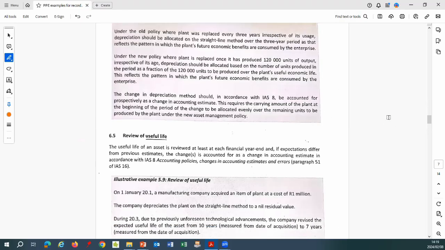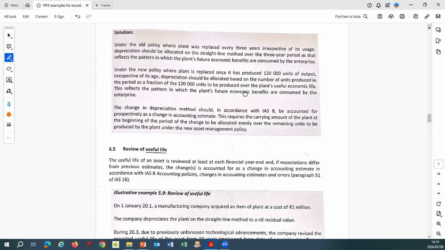Yeah, so if we move down, the old policy was that we replaced it every 3 years. So this was based on years. So therefore we could use a straight line method because we're using it for 3 years and that reflects the time pattern. But the new policy is based on the units of output. And so therefore it would be taken into account based on the number of units produced in the period. Okay, which is the units of production method.